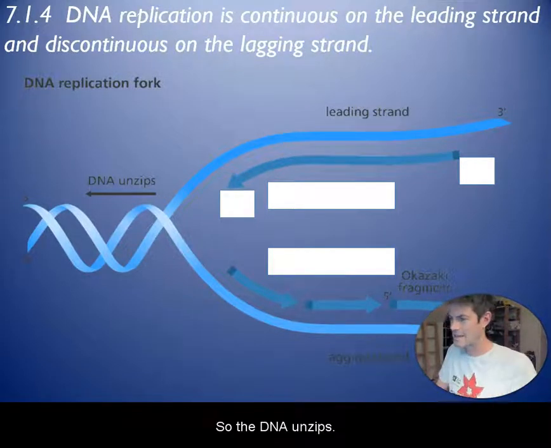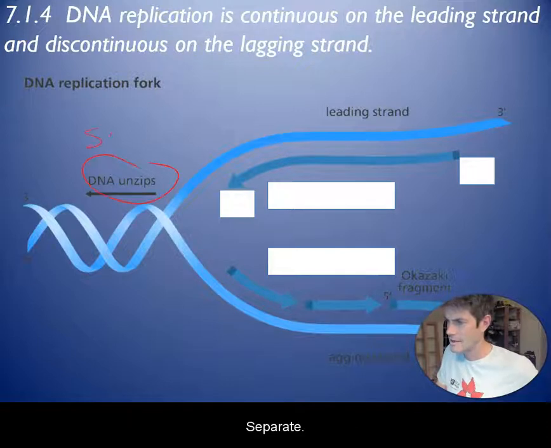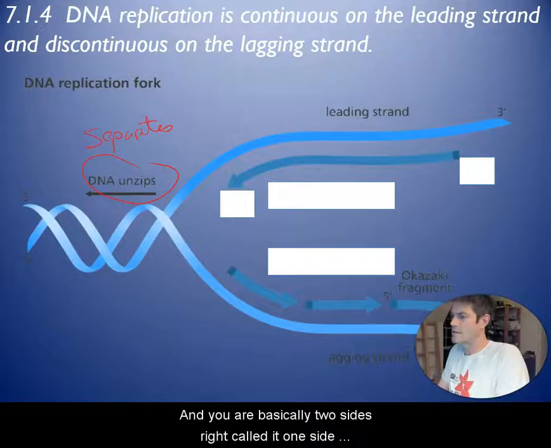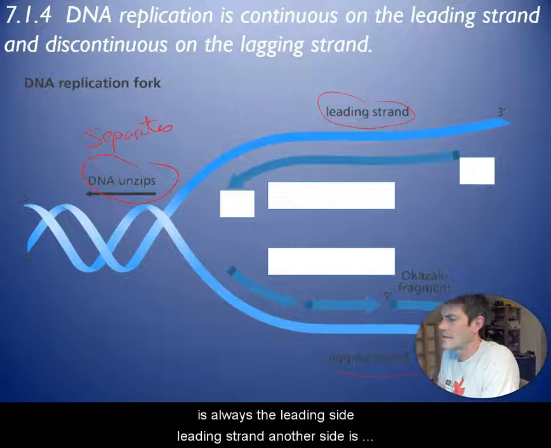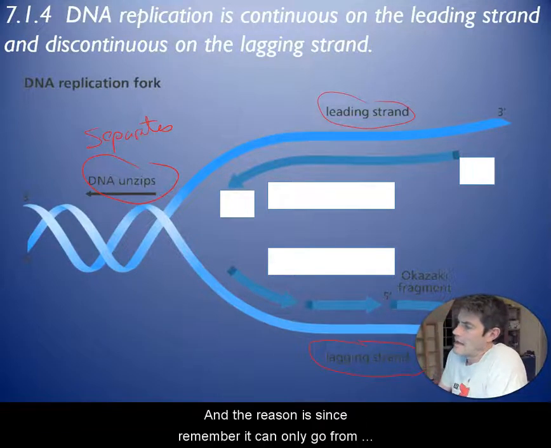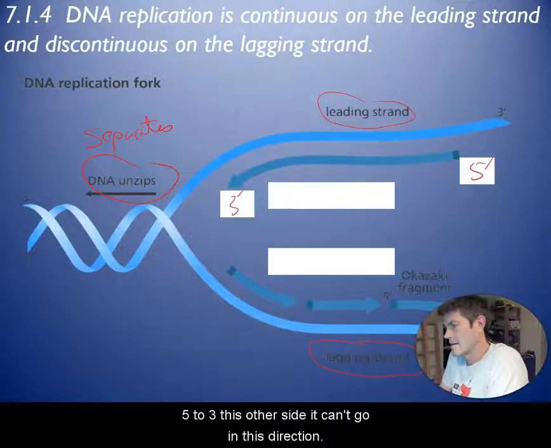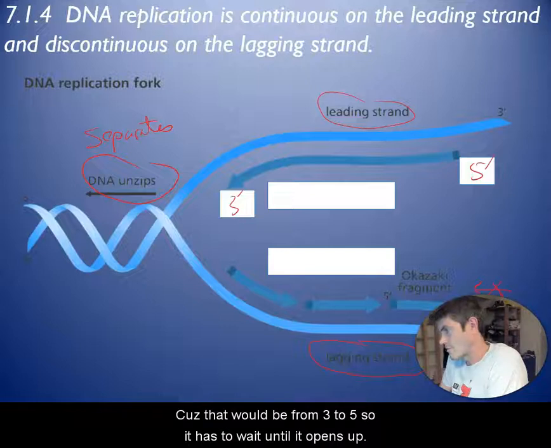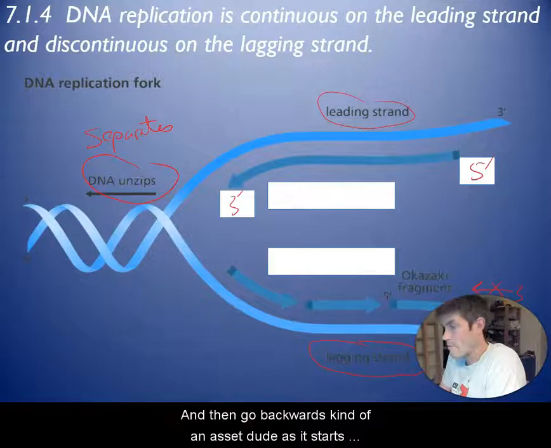So the DNA unzips, separates, and you have basically 2 sides, right? One side is always the leading strand, another side is always the lagging strand. And the reason is, since remember, it can only go from 5 to 3, this other side, it can't go in this direction, because that would be from 3 to 5. So it has to wait until it opens up and then go backwards kind of.